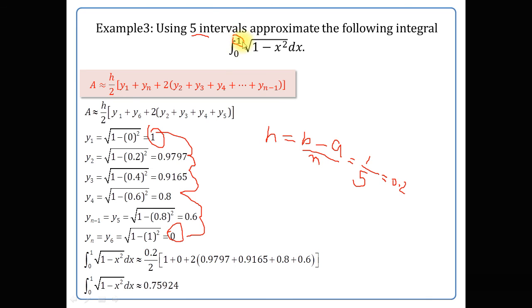Now putting all the values of x in the given function, you will obtain the value of the function, and in the formula, the first value of the function and the last value of the function will not be multiplied by 2. You can easily add these two values, the first and the last, and add the other values of the function, and then multiply by 2. You can easily calculate the area of the function by using the trapezoidal rule.